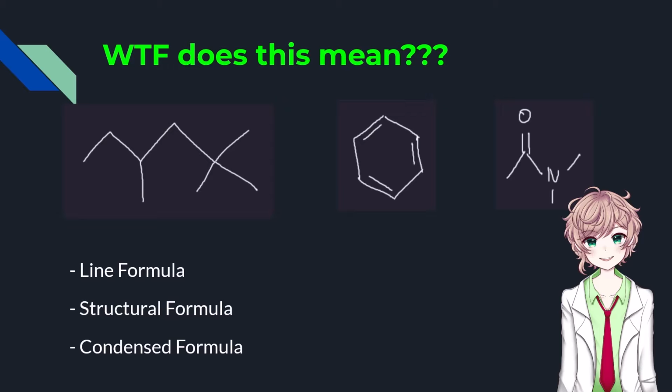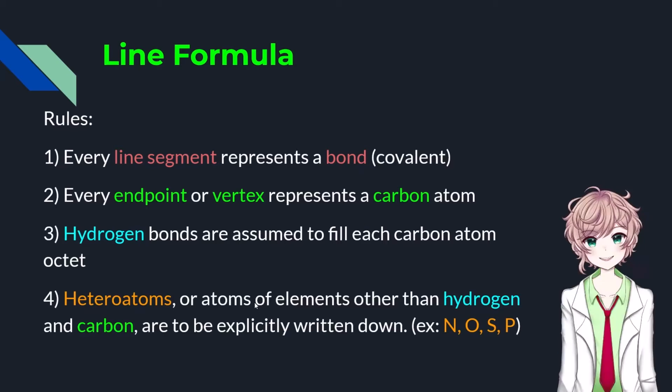So we try to represent chemical formulas the easiest and fastest way possible, and we do this by drawing line formulas. And I'll take you to the blackboard in a second, but first let's go over the rules of line formula, and we'll go over structural formula and condensed formula and the differences between these three. So let's talk about line formula first.